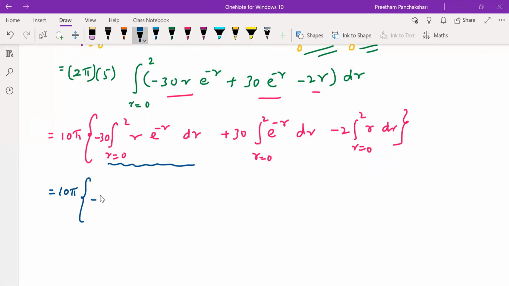That is, minus 30 is constant for the first term. In the Bernoulli's method, what we do, we keep on differentiating the non-exponential term, that is r term, and we keep on integrating the exponential term till we get 0. So the method goes this way. First, in the very first step, we write r as it is. But the exponential term should always be kept on integrating till the end. Integration of e power minus r is e power minus r divided by minus 1.